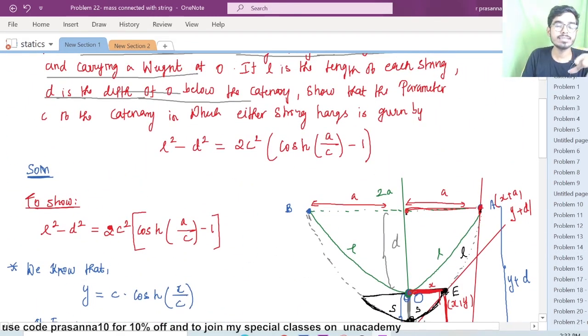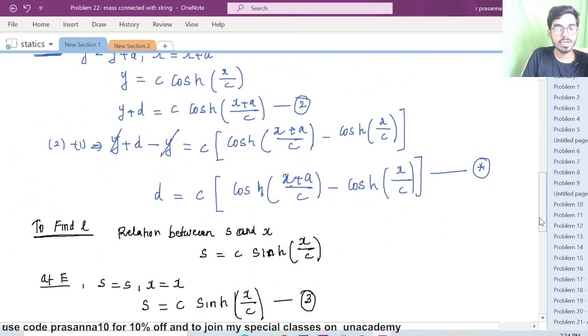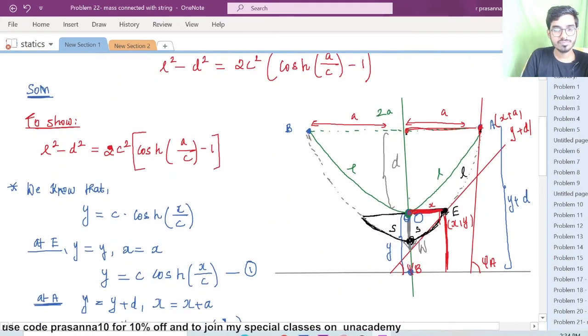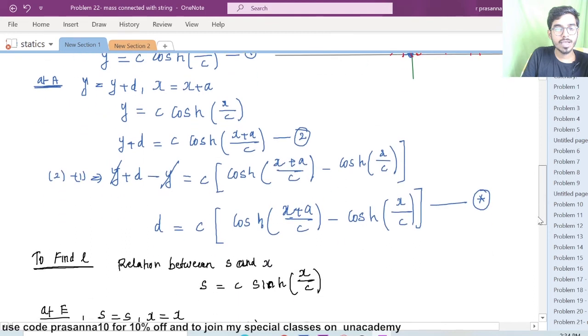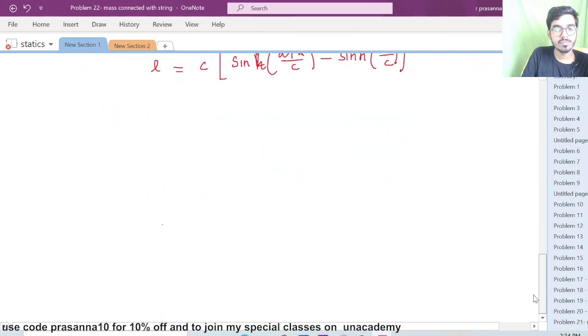Now you square it and subtract it. You have to prove that it is equal to 2c squared cosh a, which is a very easy problem. So how did I find d? I found d by applying this relation at E and at A, and to find L, I applied the relation between s and x at E and A.